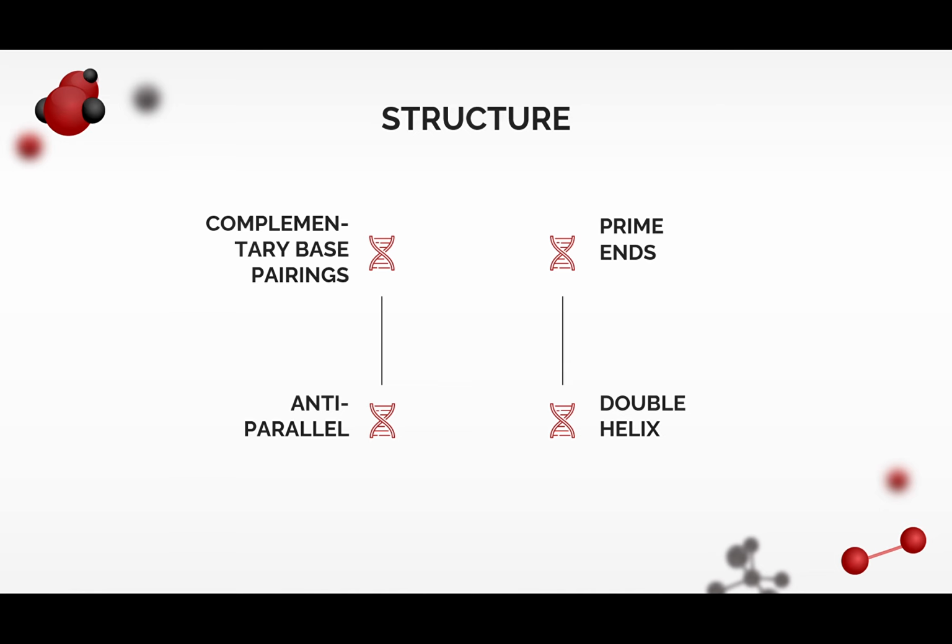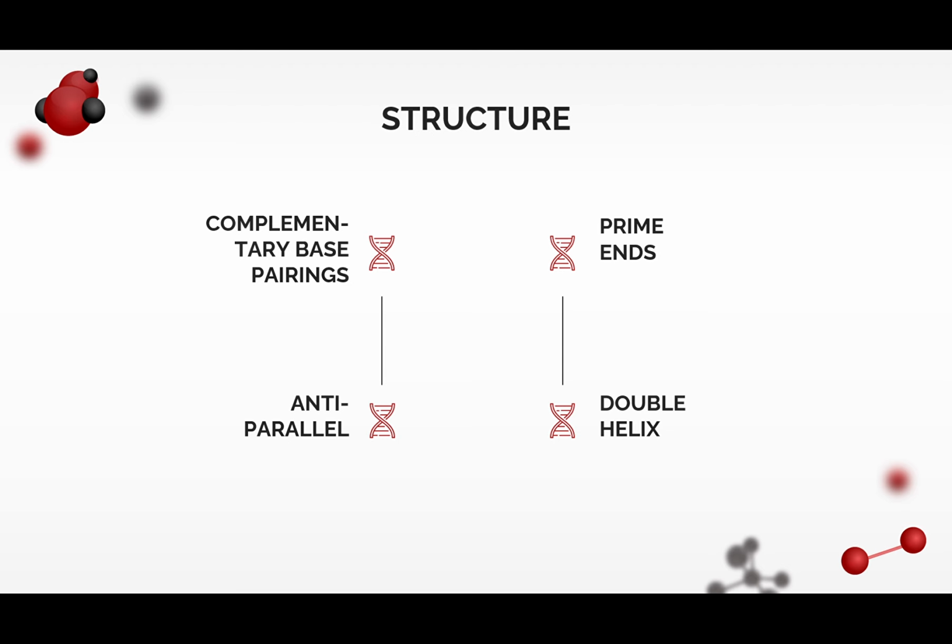They also have anti-parallel DNA strands because of the asymmetrical structure, and the asymmetrical structure is because the DNA backbone is made up of alternating phosphate and sugar molecules, and it has a direction, which is why it's anti-parallel, and each strand has an opposite direction, which is connected to the structural property of prime ends.